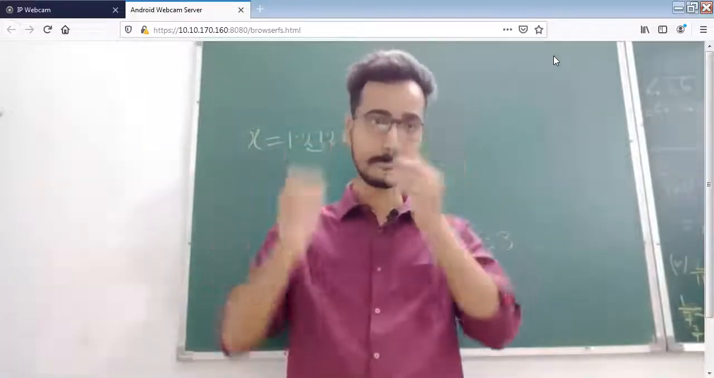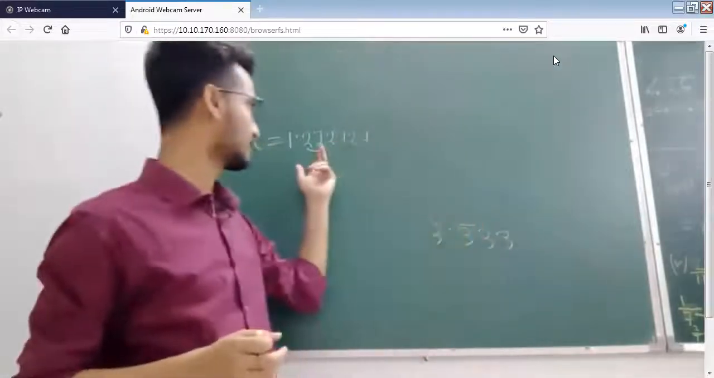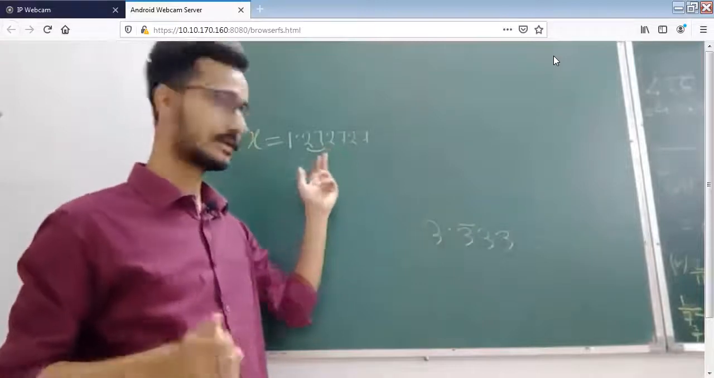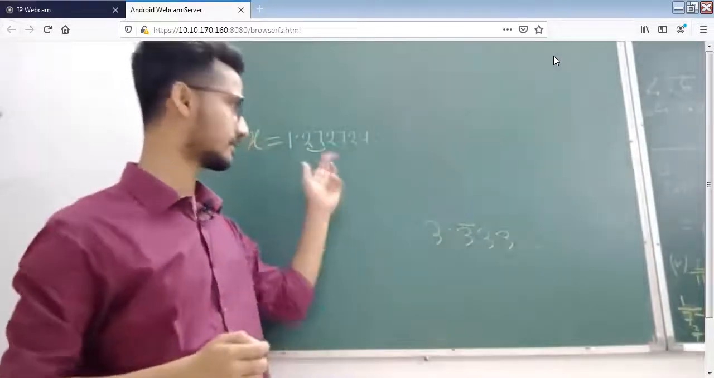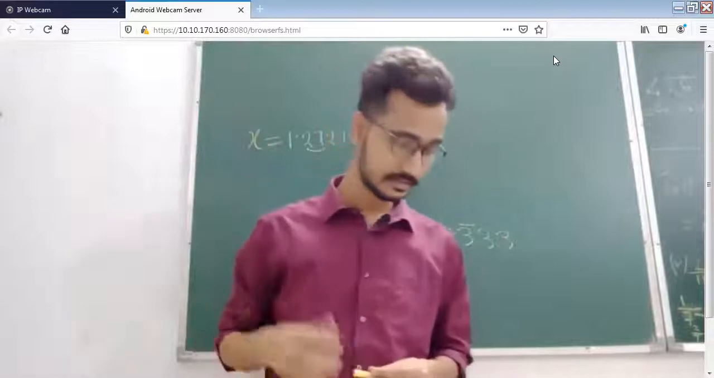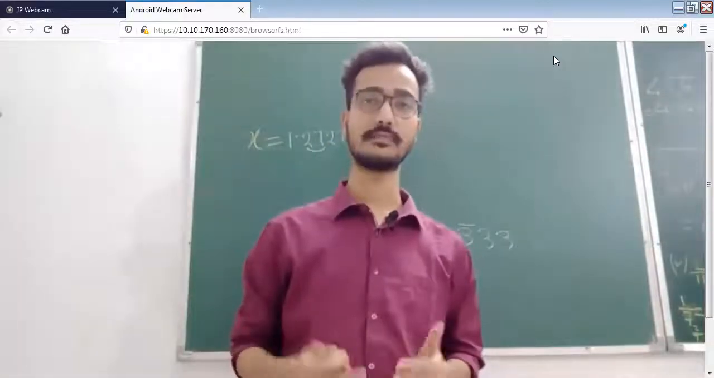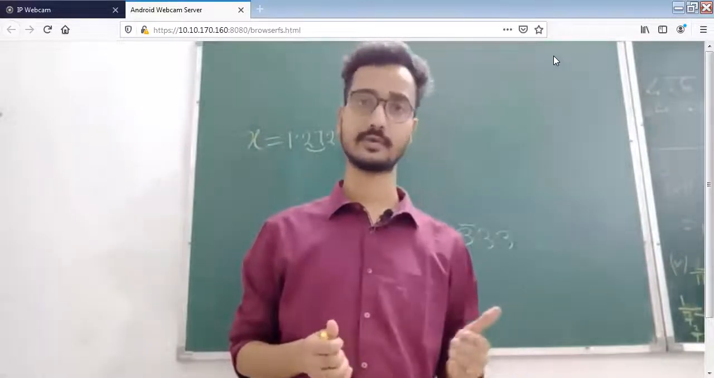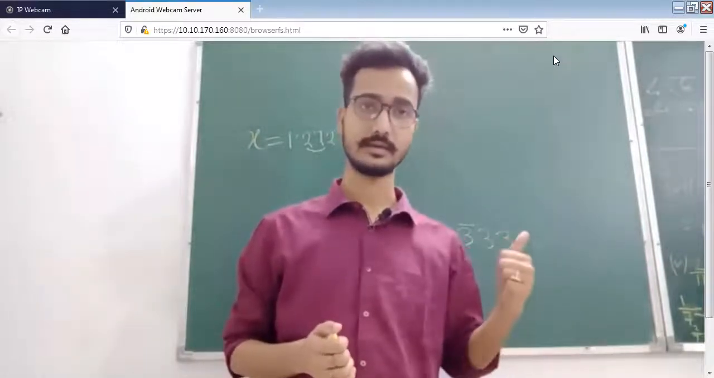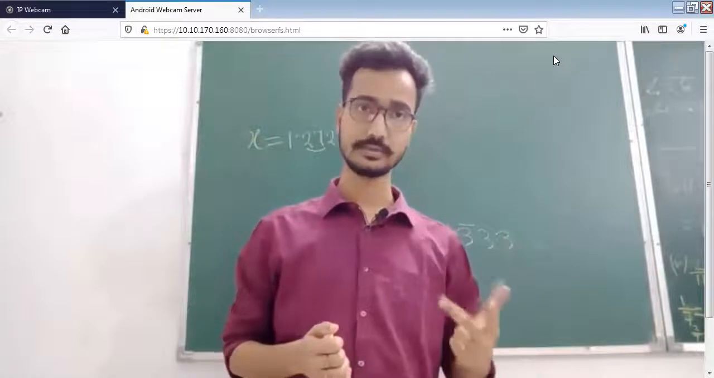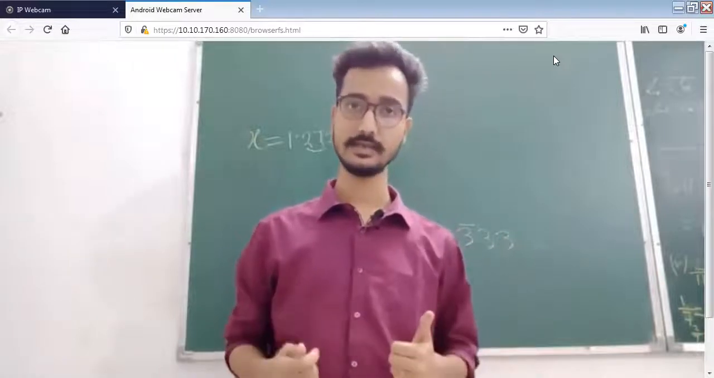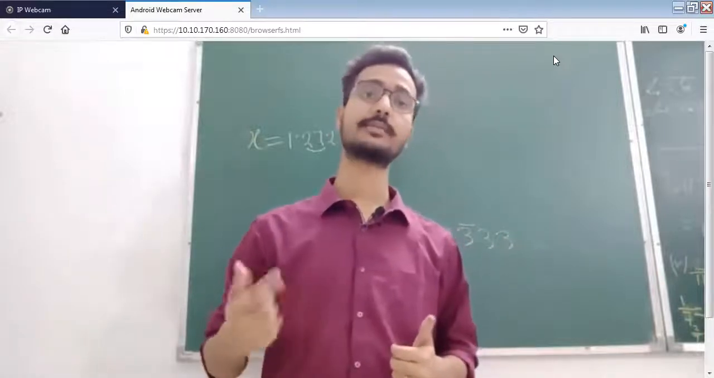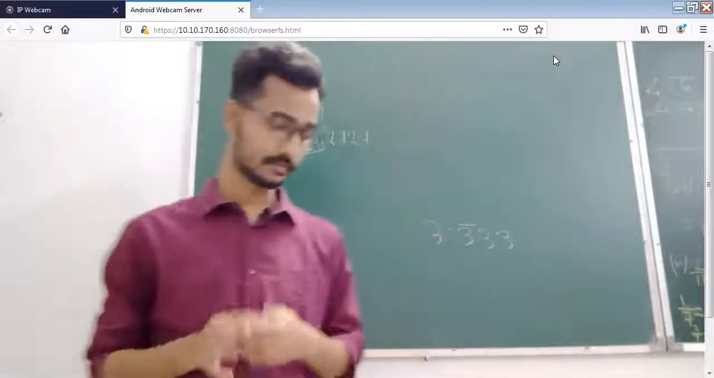Up to this clear? Here 2 digits are repeating, that's why you have to multiply by 100. Just remember these things. When 2 digits are repeating, you have to multiply by 100. When 3 digits are repeating, you have to multiply by 1000. When 4 digits are repeating, you have to multiply by 10,000. This thing you have to remember.